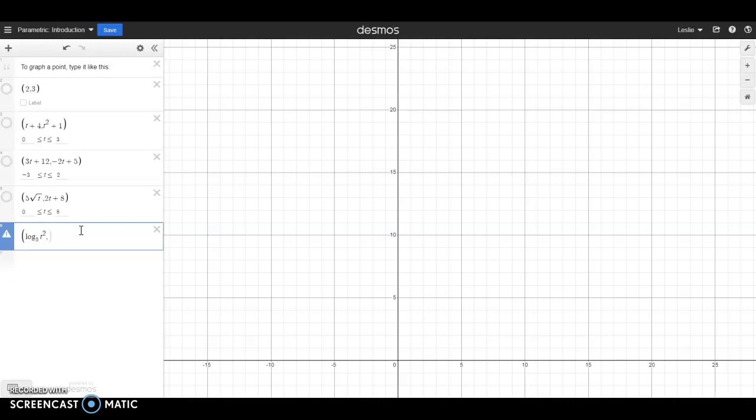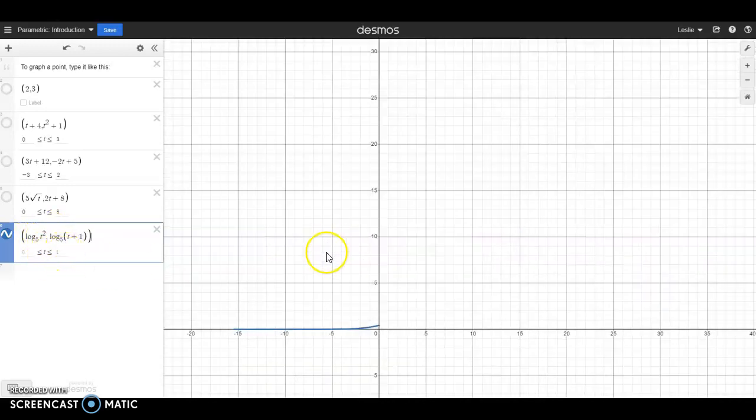My second equation was y equals log underscore 5, and my argument was t plus 1. So this time I need to put that in parentheses, which means I'm going to have nested parentheses. Close the arguments parentheses, close the coordinate pairs parentheses, and then you can see down here what my graph looks like.